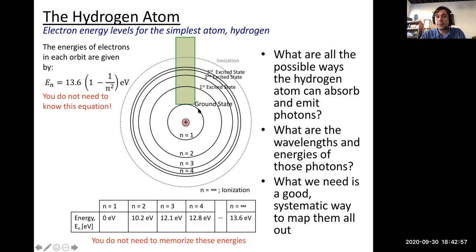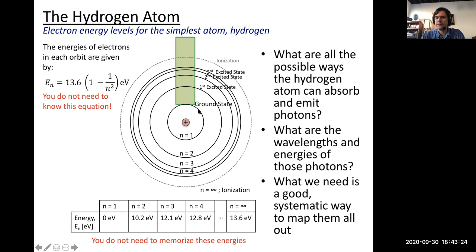Maybe we want to go from n equals 1, the ground state, to the first excited state: 10.2 electron volts, calculate the wavelength. The n equals 1, the ground state, to the second excited state: 12.1 electron volts. The ground state to the third excited state, n equals 4: 12.8. So maybe I want to do it systematically like that. What are all the photons that the hydrogen atom can absorb?